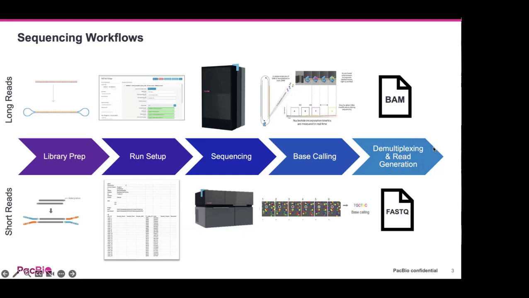The step itself is pretty similar between the two, but the outputs you get are different. On long reads, we output what's called a BAM file, or a uBAM for unaligned BAM. On short reads, we output something called a FASTQ file, which is just a plain text file. We can go into the differences later. So that's, at a very high level, what our sequencing workflows look like across all of our platforms.